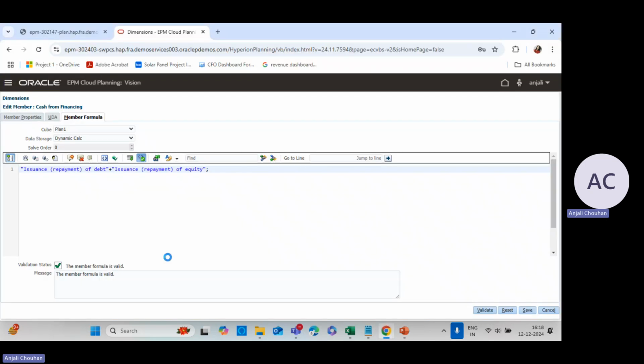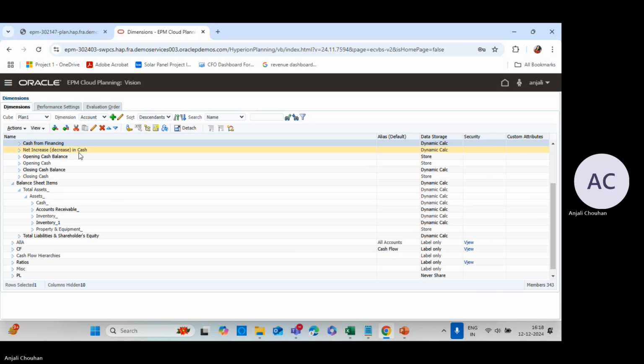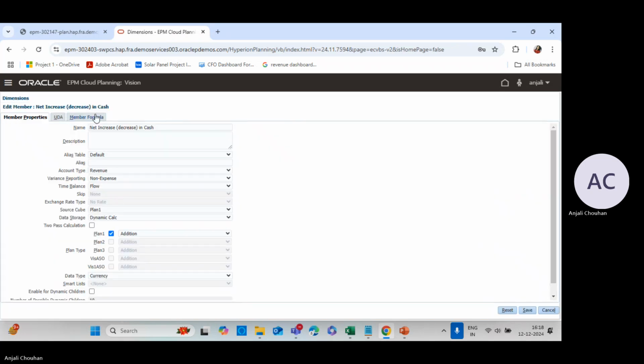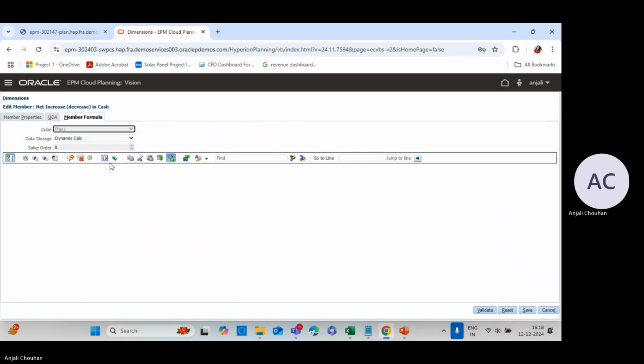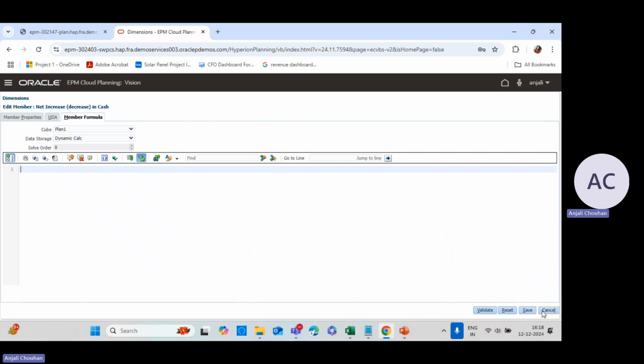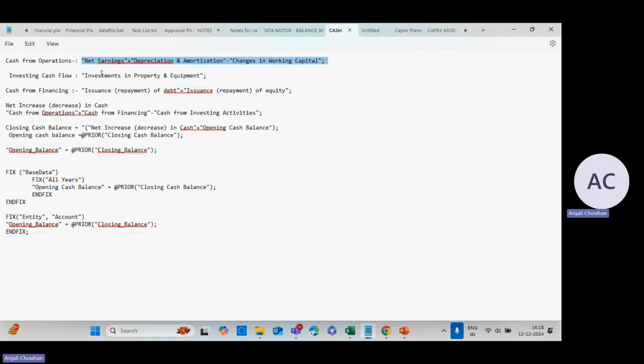And when I show you here in the application, click on the member formula and in the plan one. I need to open it once again because the formula is already applied, or we can write it once again. So let's copy the formula from here because the members are already there in the application.